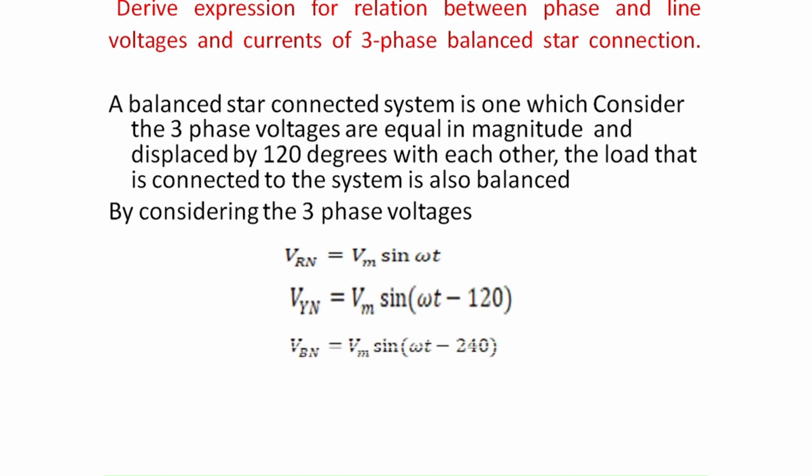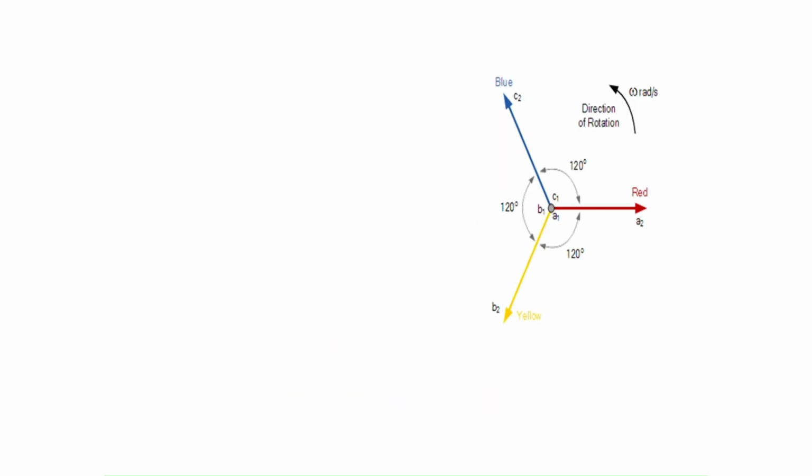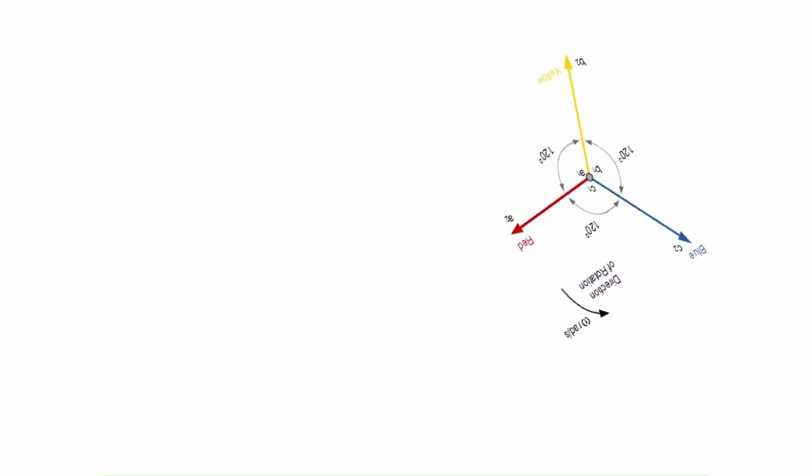By considering the three phase voltages, Vrn equals Vm sin omega t, Vyn equals Vm sin omega t minus 120, and Vbn equals Vm sin omega t minus 240, or Vbn equals Vm sin omega t plus 120. The three phase voltages are displaced by 120 degrees as shown in the phase diagram.